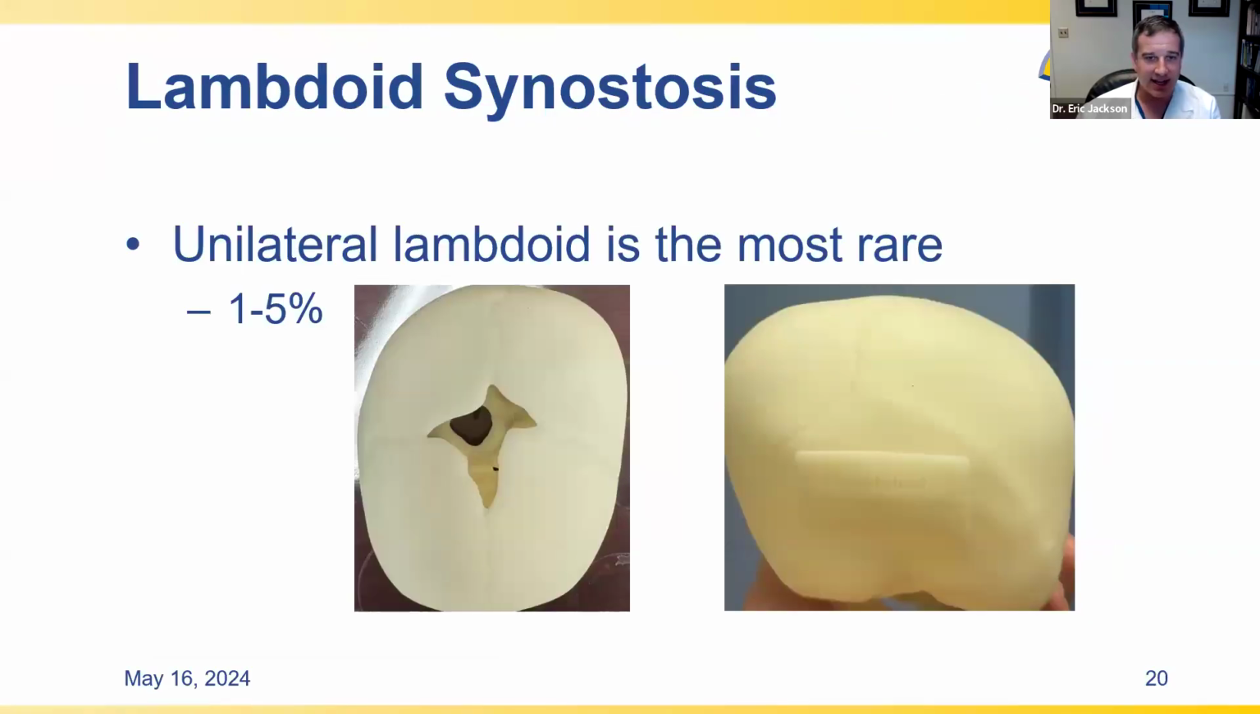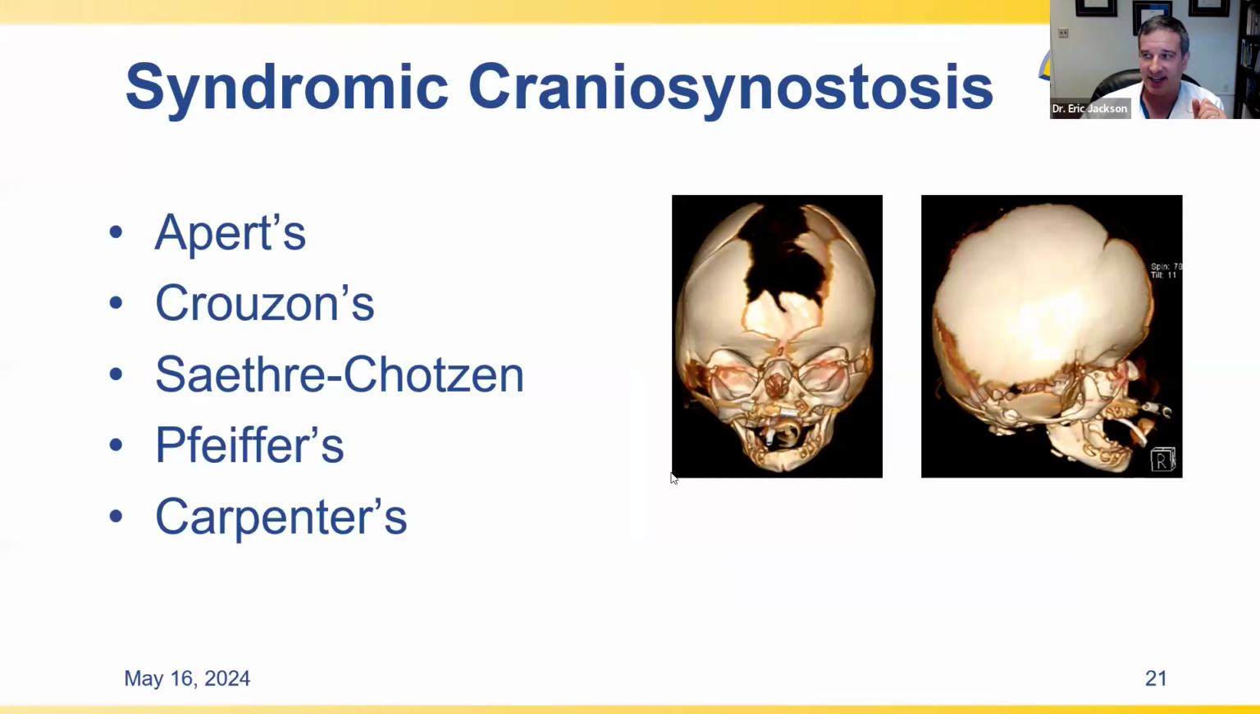Lambdoid, you'll notice that I'm actually using a model because it's the most rare, so hardest to get consent to use images of actual patients. But what we can see is that there's a flattening in the back where the suture is, and on that side, the ear is actually back. And so those are all the single sutures we see.